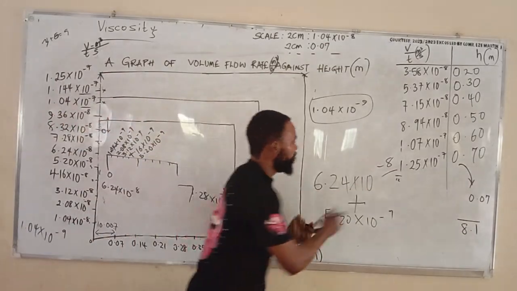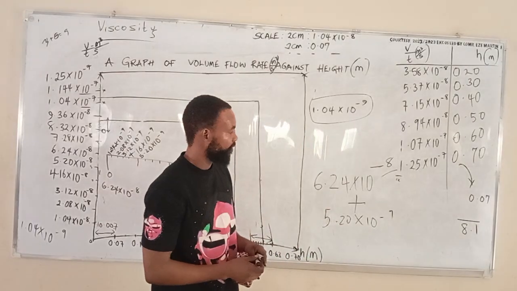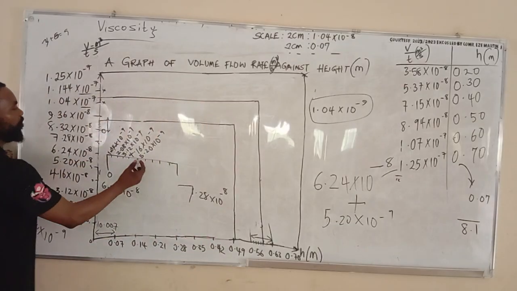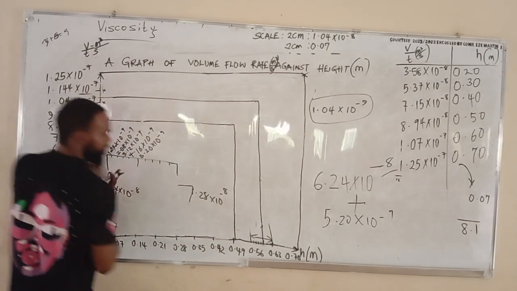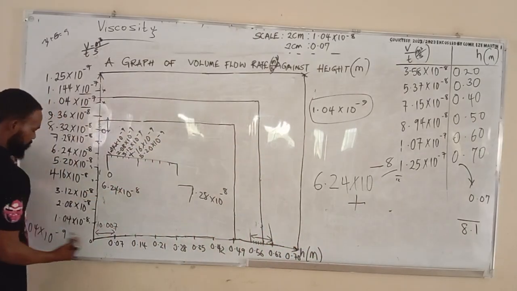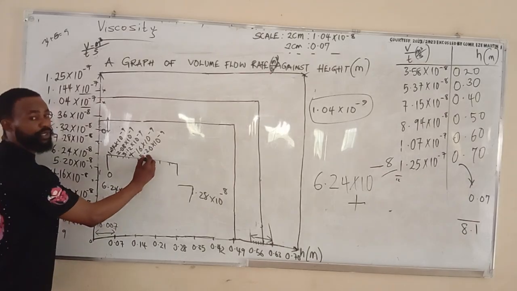If you do this thing plus this, what did you get? 6.76 times 10 raised to the power. Okay, count by 6 points. Let's continue. Don't worry again. Let's continue. Do for me this 5.20 plus 1.04 times 10 raised to the power 9. What do I have at the next point?